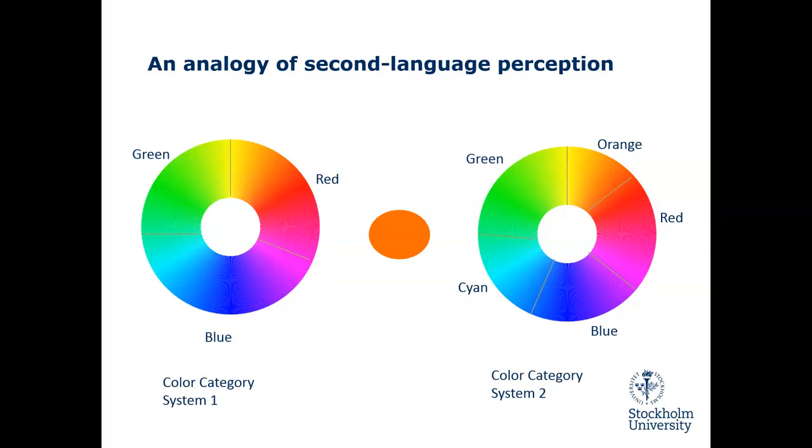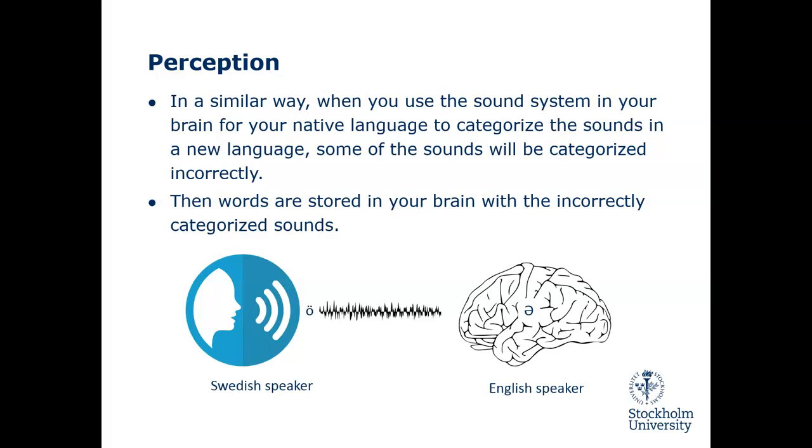If you try to find the color of this dot on color category system 1, its label is going to be red. If you try to find the color of this dot on color category system 2, its category is going to be orange. The color of the dot has not changed, but what is different is the way that the dot is categorized. On one system, it counts as red. On another system, it counts as orange. Speech somewhat works in the same way.